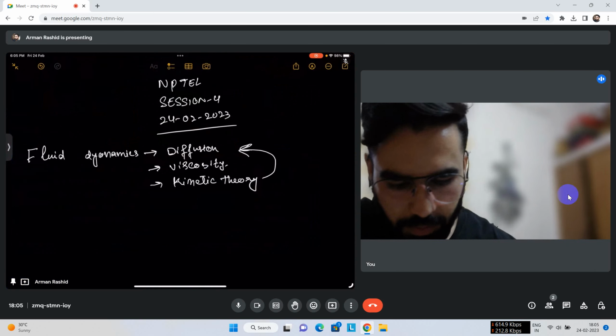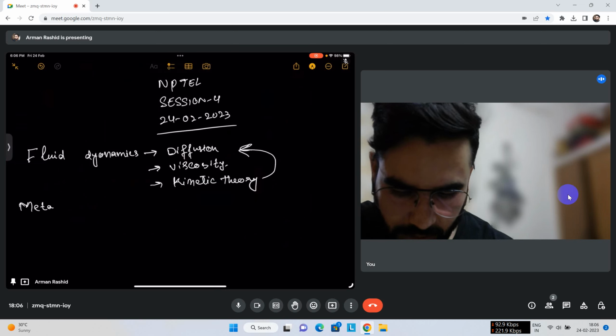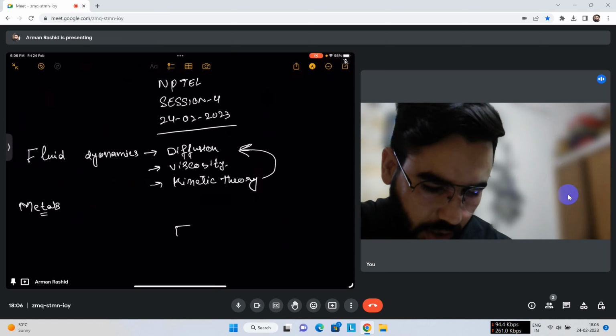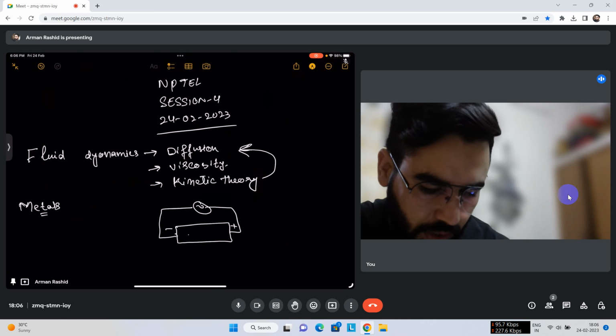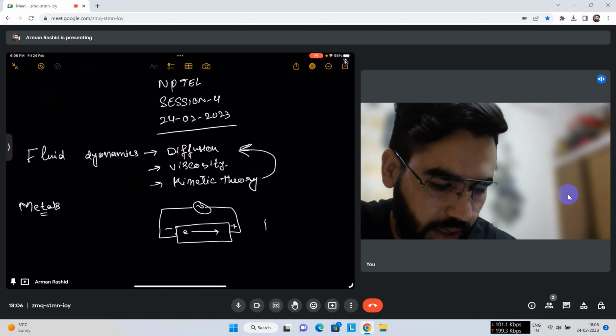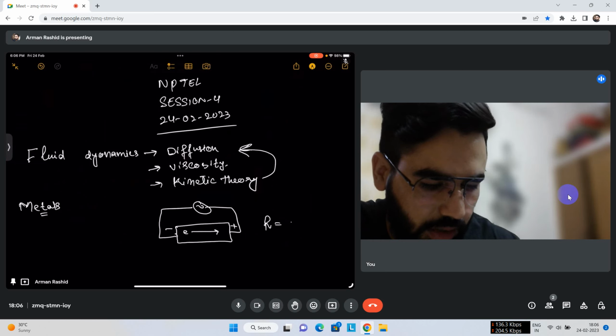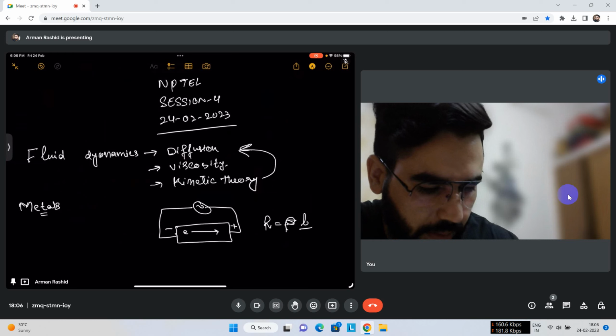Okay, so briefly, in the case of metals, we have shown that if we have a metal rod and we apply a potential across it, with one end positive and the other negative, the electrons will flow from the negative to the positive end. As a result, we have electrical conduction, where R is rho, called the resistivity, times L by A.